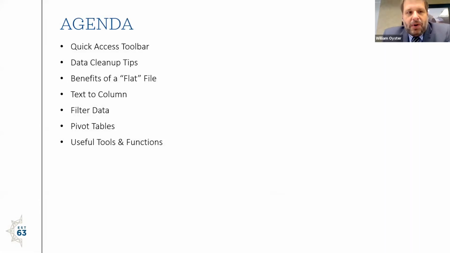Just wanted to briefly go over our agenda today. We're going to be talking about the quick access toolbar, some data cleanup tips, how to flatten files, and we'll talk about what that means to flatten a file in Excel, the text-to-column functionality, filtering data, and just some of the unique things within that functionality within Excel, pivot tables, and then some other useful tools and functions.